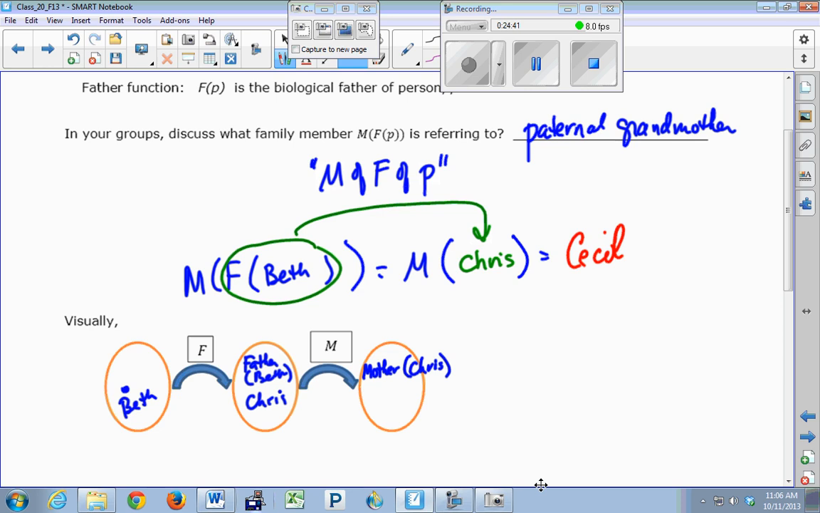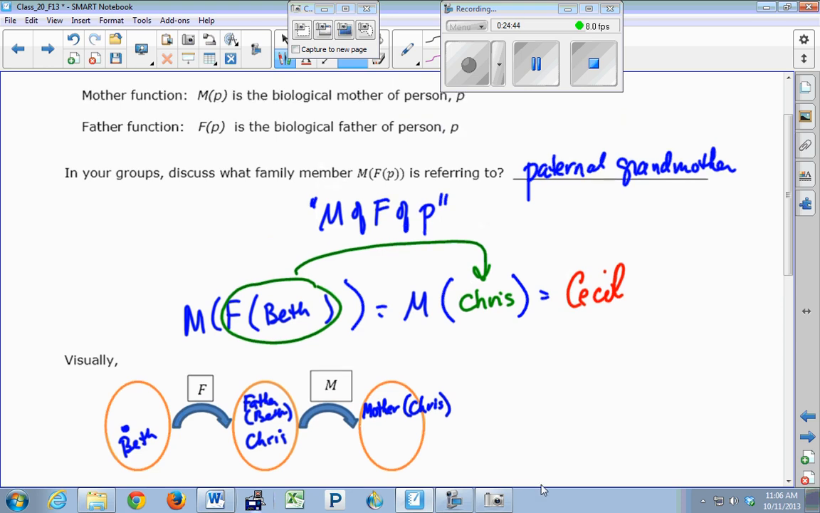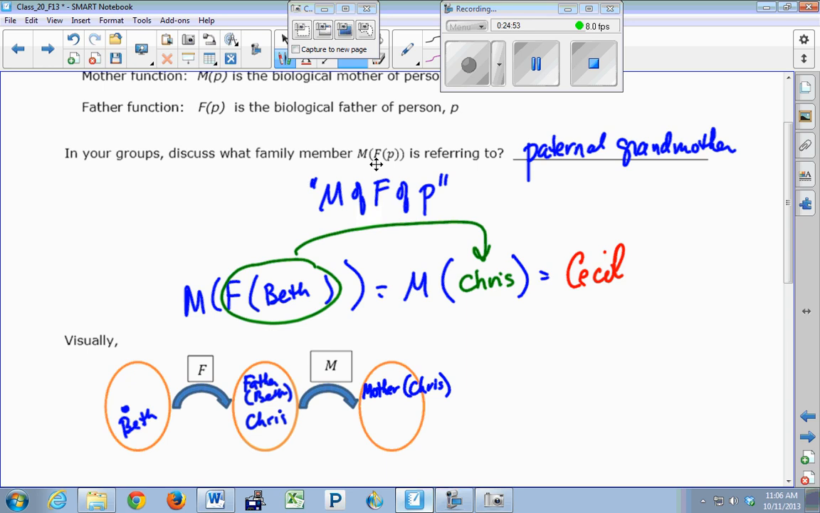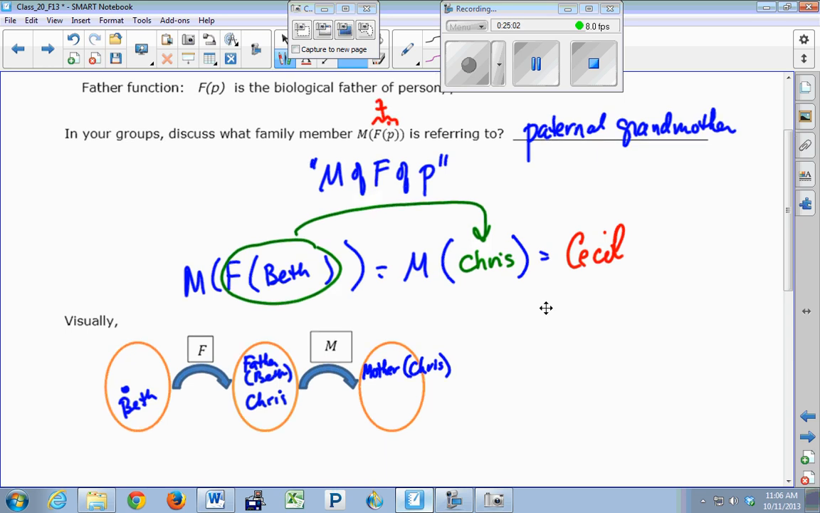Okay. The language that we use with this is we say F of P, we call that the inside function because it's the first function you're doing. You're first finding the father of P, whoever P is. If you look at it, it's sort of like your order of operations where you go to your innermost parentheses first and you do what's in there. So F is the inside function. M is the outside function.